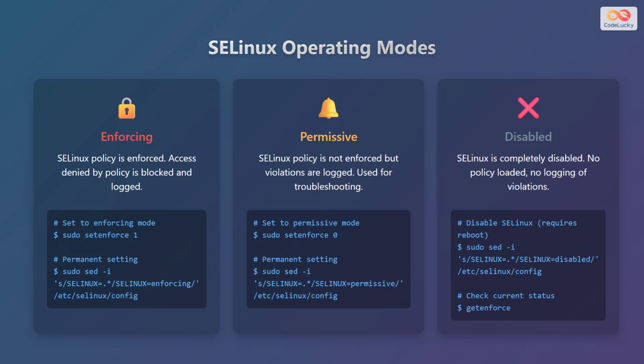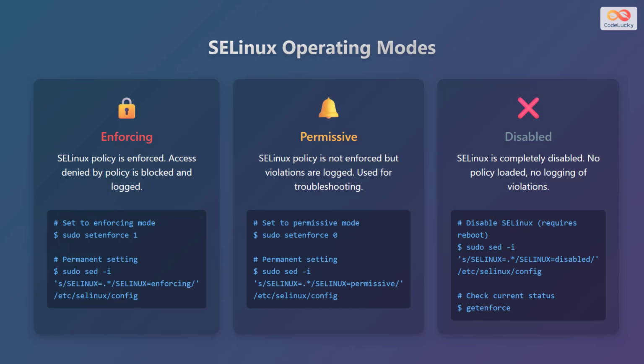Security Enhanced Linux has 3 operating modes: enforcing, permissive, and disabled. In enforcing mode, the Security Enhanced Linux policy is enforced. Access denied by the policy is blocked and logged. To set Security Enhanced Linux to enforcing mode, use the command sudo setenforce 1. To make this setting permanent, edit the Security Enhanced Linux configuration file.